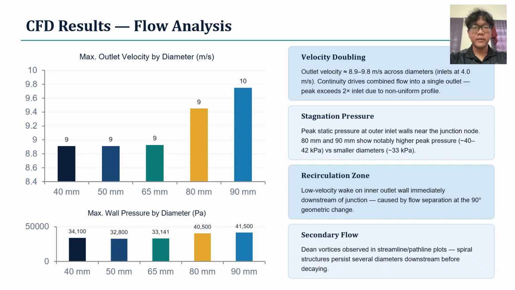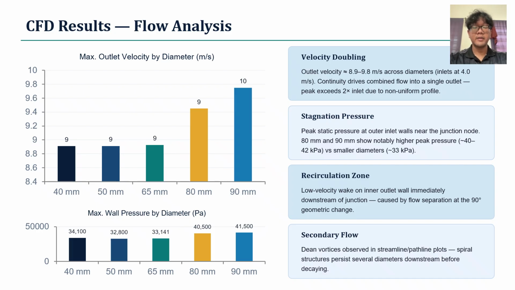Moving on to our CFD flow analysis result shown in the slide. On the top left chart, you will see the maximum outlet velocity range between 8.9 and 9.8 meters per second across all diameters. Because our inlet velocity was 4.0 meters per second, fluid continuity naturally forced the combined flow into a single outlet, causing the peak velocity to more than double due to a non-uniform profile.